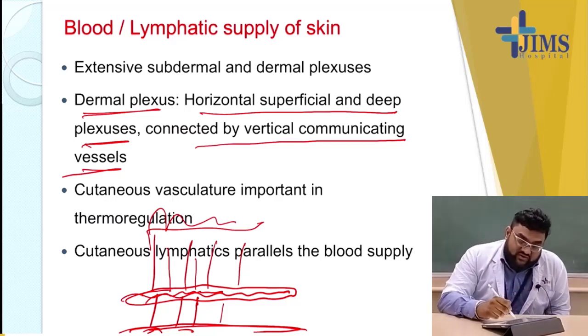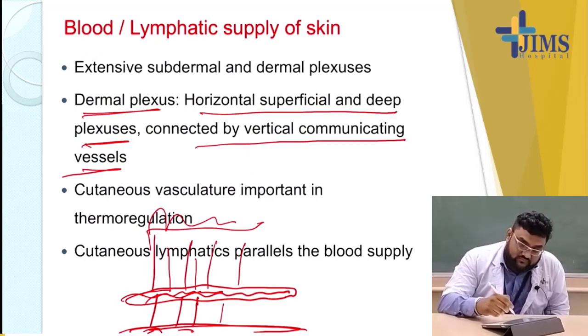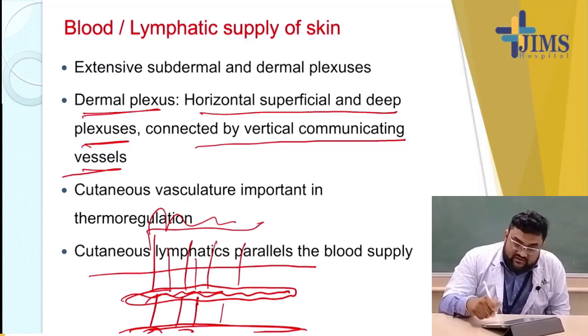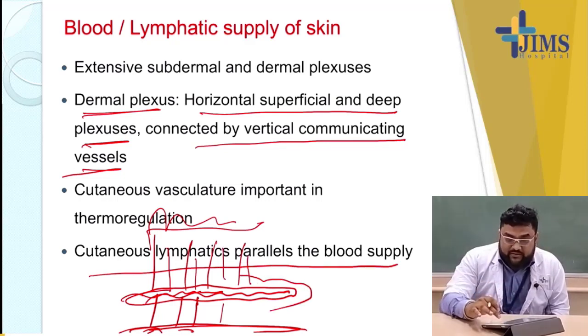We have the cutaneous vasculature, which is important. The cutaneous vasculature is important for thermoregulation, and the cutaneous lymphatics parallel the blood supply. They are also found around the blood supply.